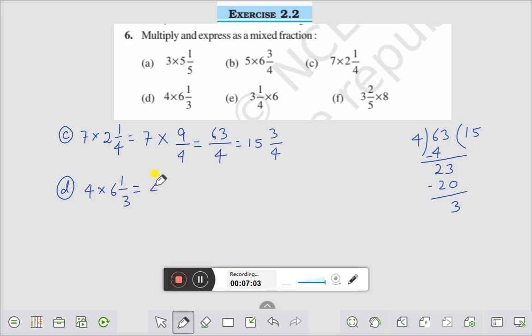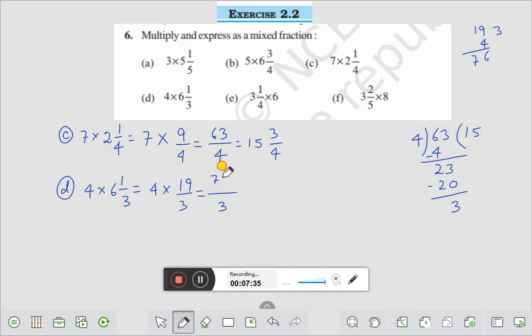That will be equal to 4 into 3 into 6. 3 into 3, 6 is 18 plus 1, 19 by 3. That is 19 by 3. That is equal to, this is 3. Multiply 19 with 4. That is 4 9 is 36. 4 is 4 plus 3 is 7.